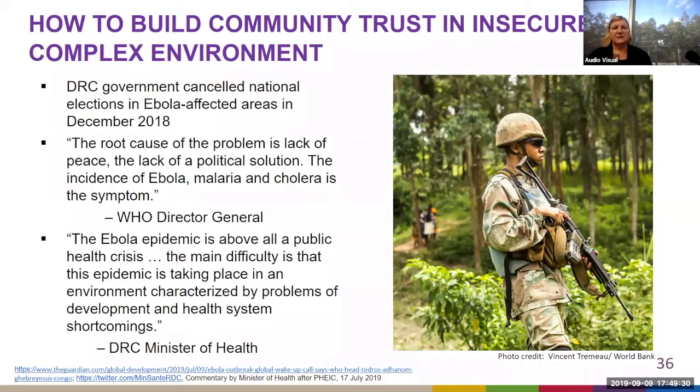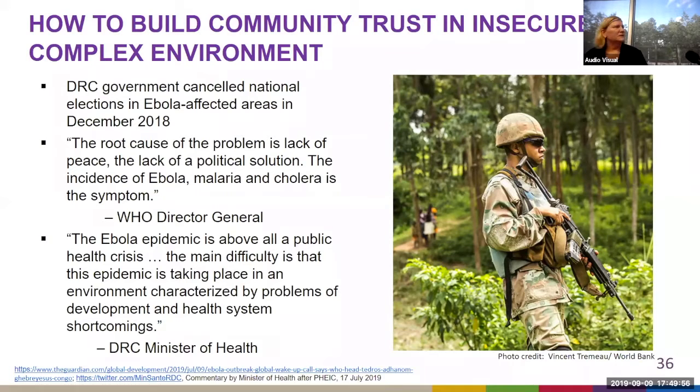So these are some statements really understanding about the community trust in insecure settings, where this is exactly what is occurring in DR Congo, where we see how do you come in, we have medical countermeasures, we know the government knows what to do, it's done it before in 10 other outbreaks, it knows what to do, but how do you get into communities if they don't let you in?